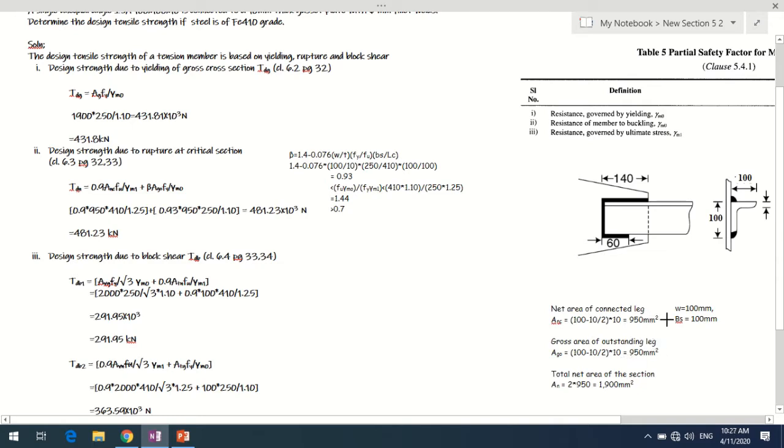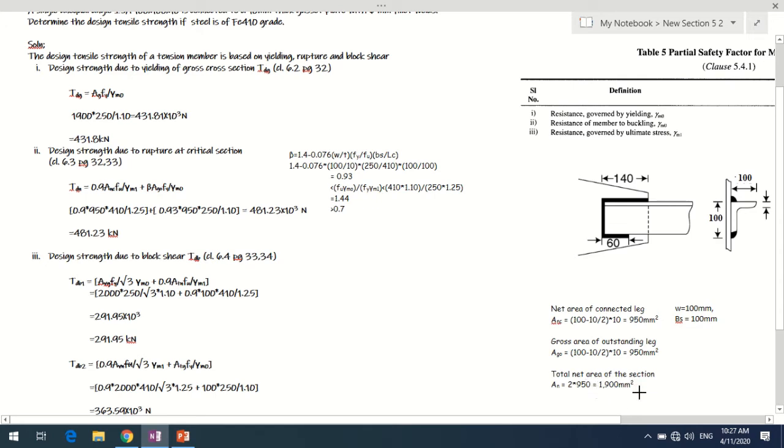Both of them will remain the same in case it is an equal angle section, because we have not made any deduction for bolt holes. It is a welded connection, so you will not come across any deduction of bolt holes in this Anc, that is, in the net area of the connected leg. So 950 and 950, if you add them together, it will be nothing but the gross area which we had considered in this Tdg. So 950 plus 950 is 1900 mm square. This is how you can calculate the gross area of that angle section.